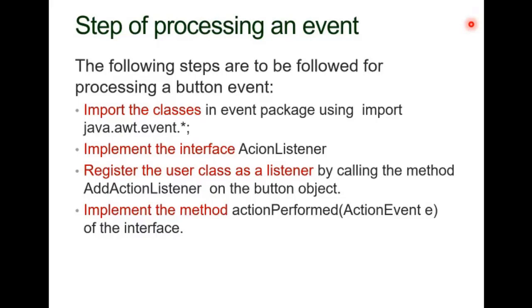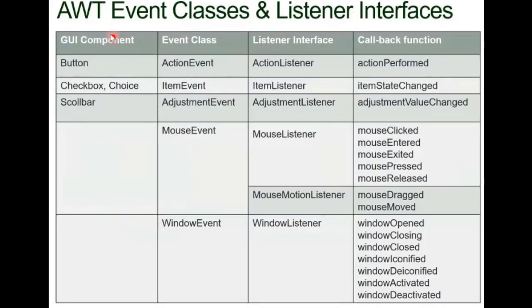Okay, next, if you look at the AWT event classes and listener interfaces, these are all here. You look at the graphical user interface component. We have the button, and this button is a component. We call them GUI components. The event class for the button is ActionEvent. The listener interface for this button is ActionListener. And the callback function used for the button is actionPerformed.